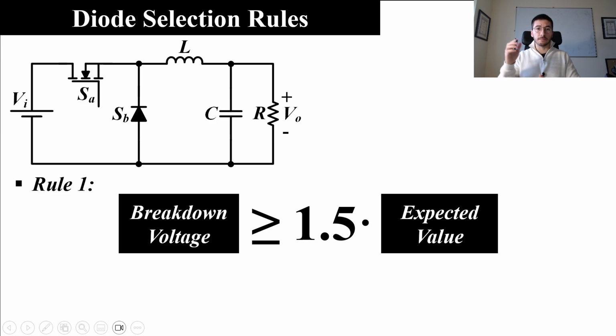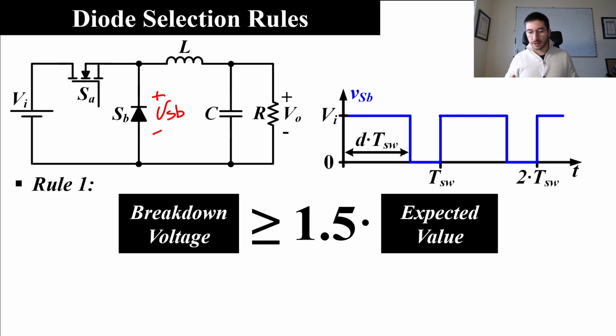higher than 1.5 times the expected value in our buck converter design. So let's review the voltage across the diode, because this is something that we already explained in a previous video. So the voltage across the diode is this one. In state number 1, we have VI, in state number 2 is 0. So we know that the expected value is VI, the input voltage.